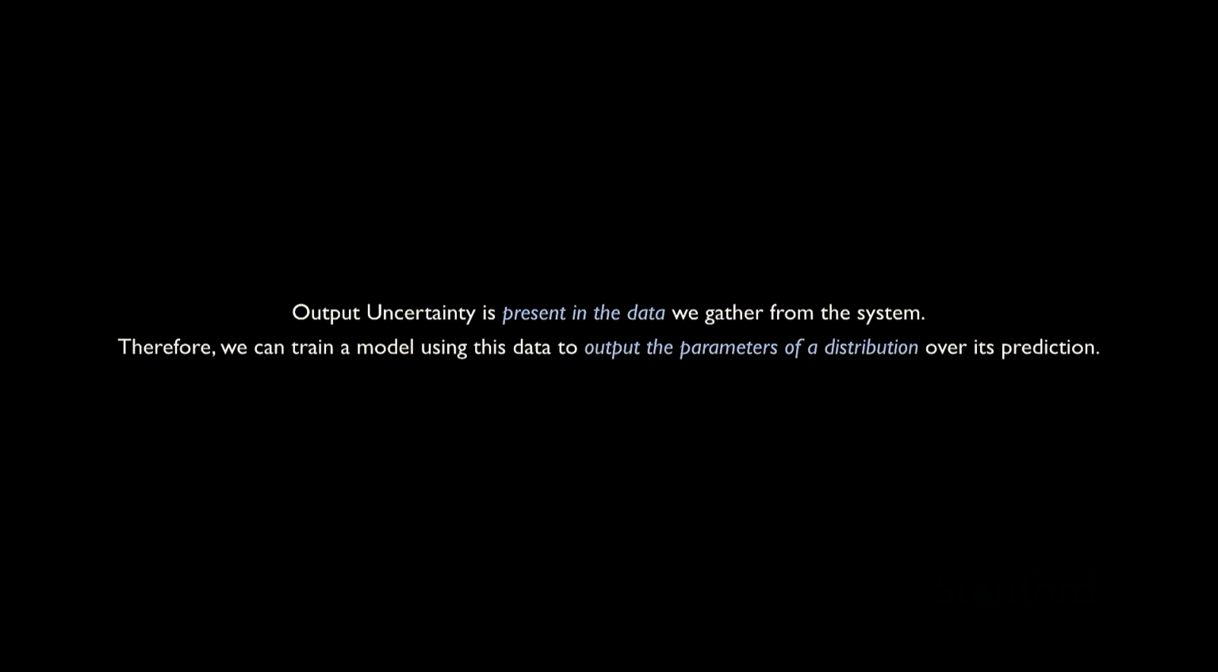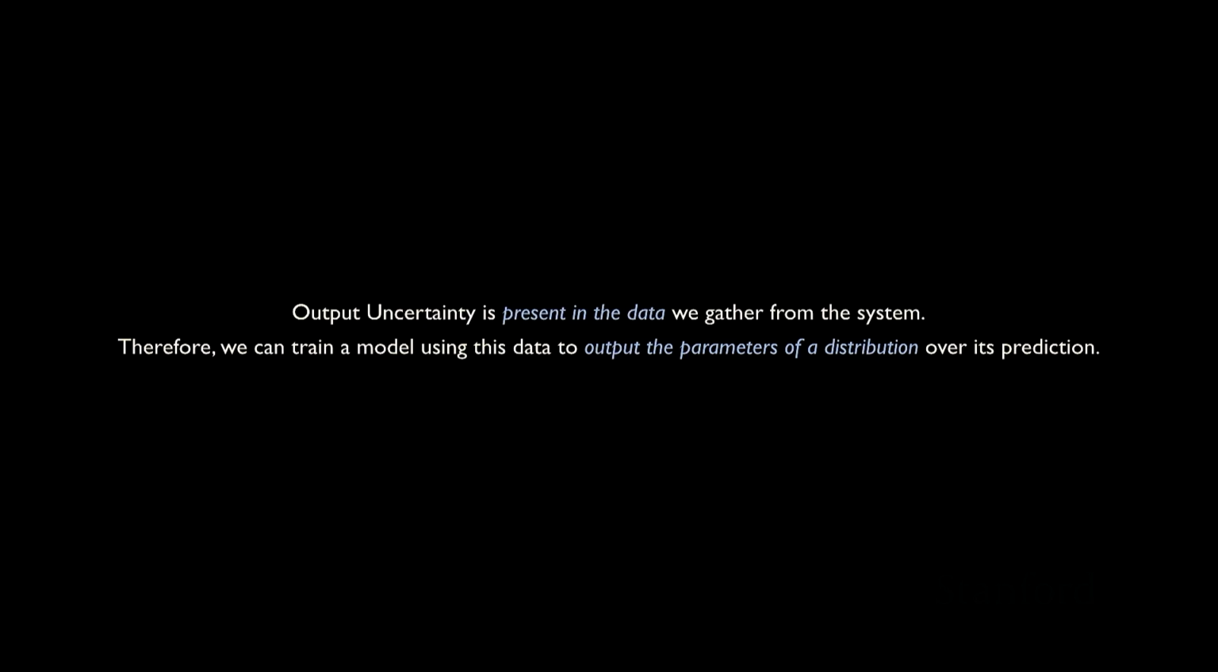Okay. All right, so we're going to start with output uncertainty. Output uncertainty is present in the data that we gather from the system. So in our operational design domain, we just know that there's this inherent uncertainty in the world. Because it's present in the data that we gather, we can use this data to train a model that can quantify this uncertainty because we can learn it from the data.